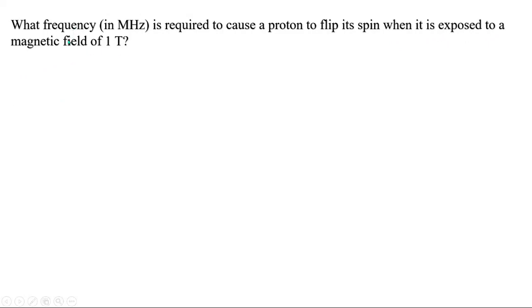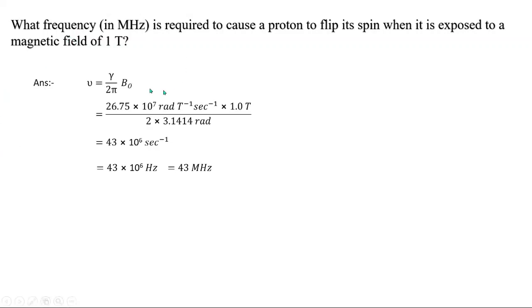The formula is very simple. You can see this is nu, the NMR spectrometer frequency in megahertz, equal to gamma by 2 pi B0. This gamma is the gyromagnetic ratio for a proton, that is 26.75 into 10 to the power 7 rad Tesla inverse second inverse. We put in the 2 and the pi, and B0 is the magnetic field strength, given as 1.0 Tesla. If you calculate this, you will get 43 megahertz.